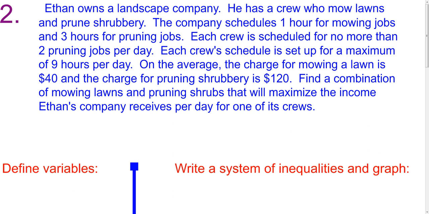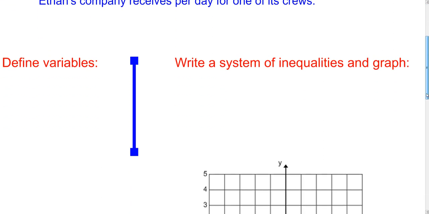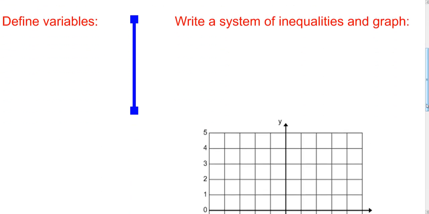Each crew's schedule is set up for a maximum of 9 hours per day. On the average, they charge for mowing is $40 and for pruning is $120. Find a combination of mowing lawns and pruning shrubs that will maximize the income Ethan's company receives. Again, in this case, I'm trying to maximize. Sometimes you'll try to minimize, just so you know, but most of the time you'll try to maximize.